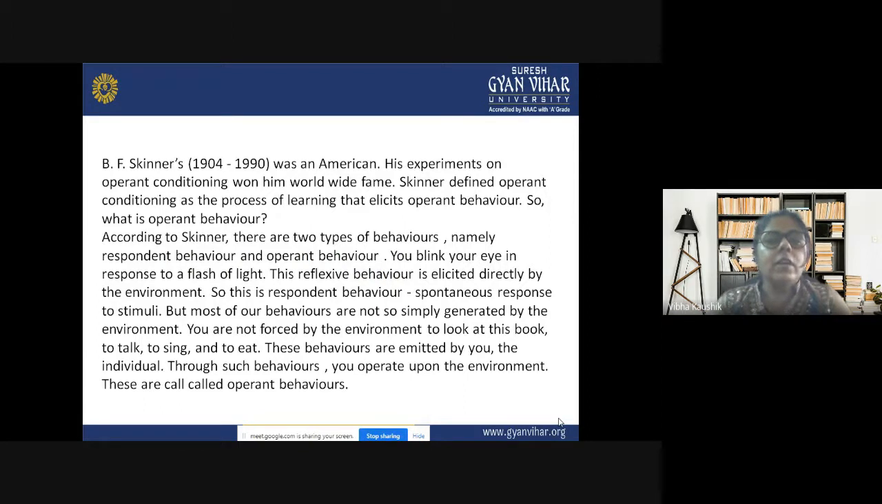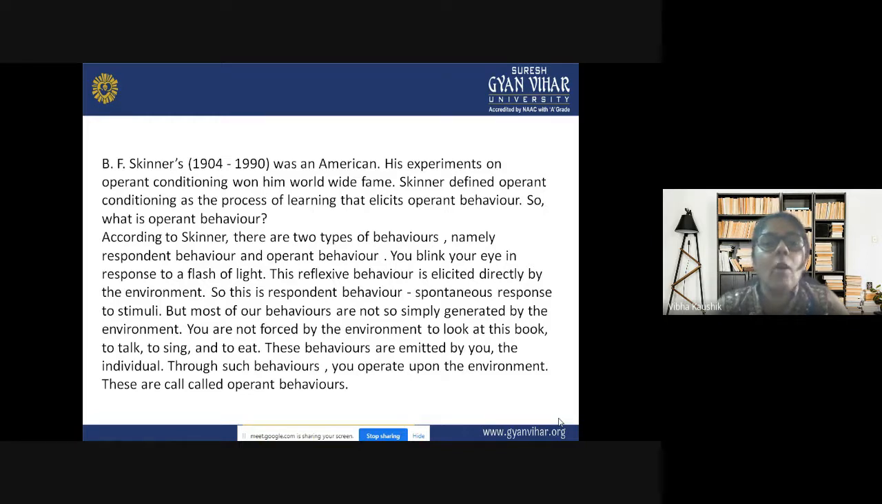B.F. Skinner, 1904 to 1919, was an American. His experiments on operant conditioning won him worldwide fame. It means the experiments which he conducted on operant conditioning have given him worldwide fame.